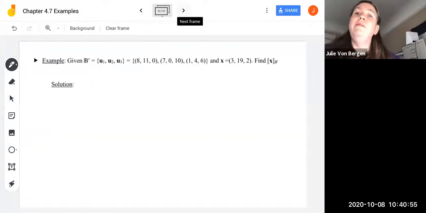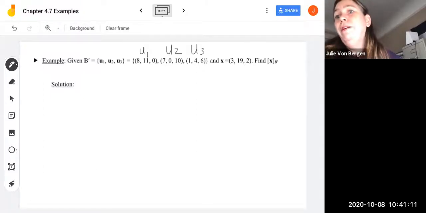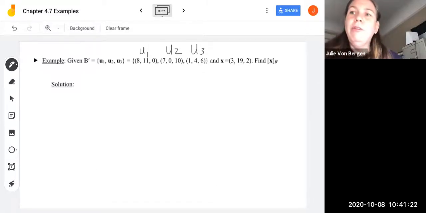All right. Let's do another example. So now we're given B prime equals U1, U2, U3. And this is another non-standard basis: 8, 11, 0 for U1, 7, 0, 10 for U2, and 1, 4, 6 for U3. And then X is 3, 19, and 2. And so now we want to find X sub B prime, so the scalars corresponding with transitioning to B prime. So still working with our same values.